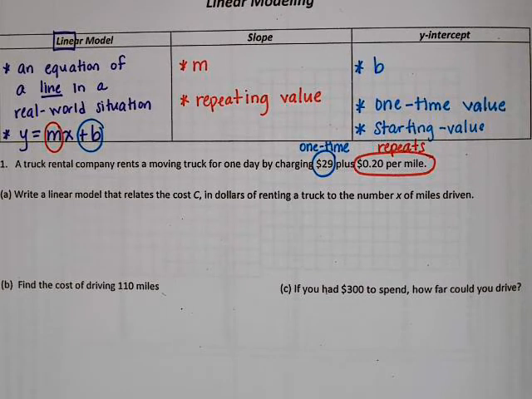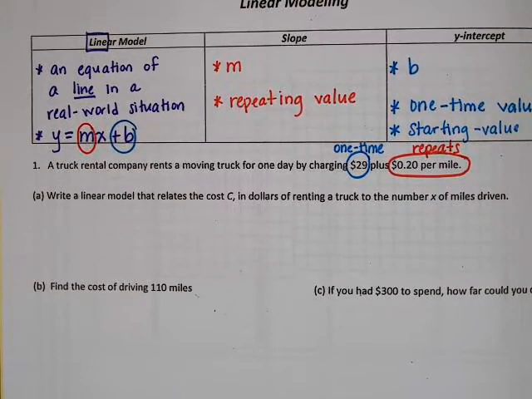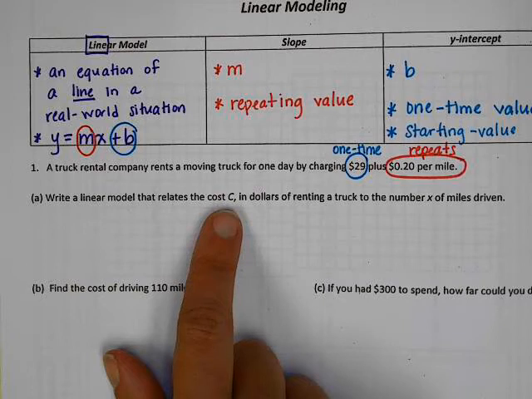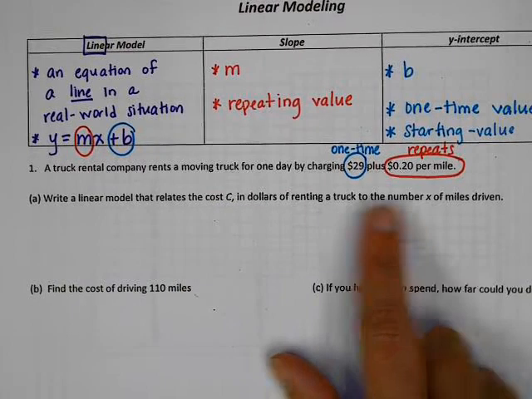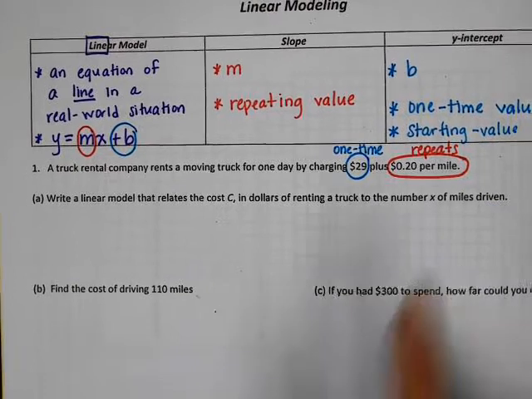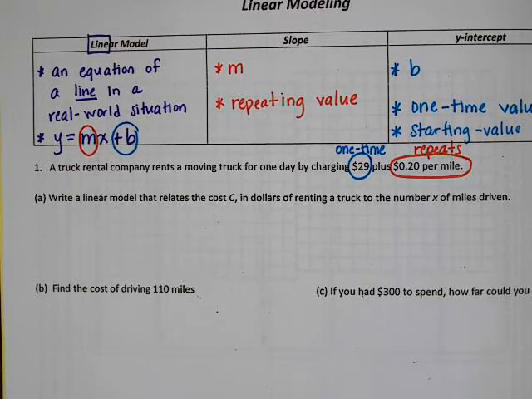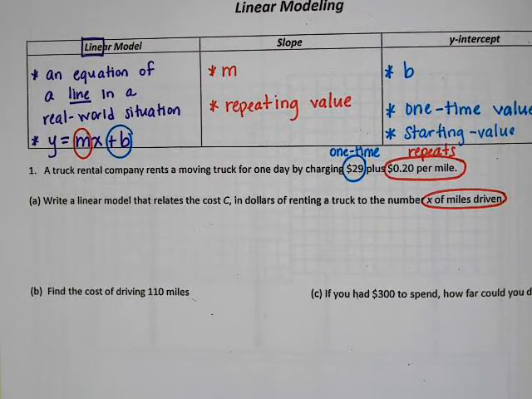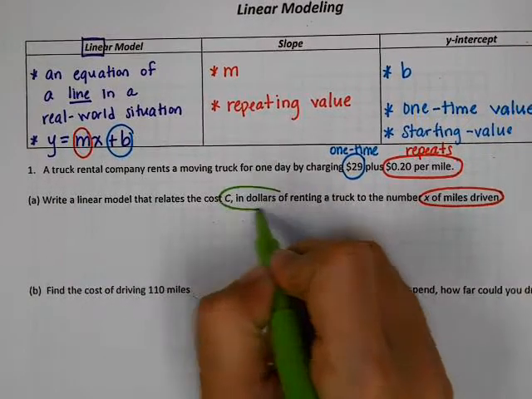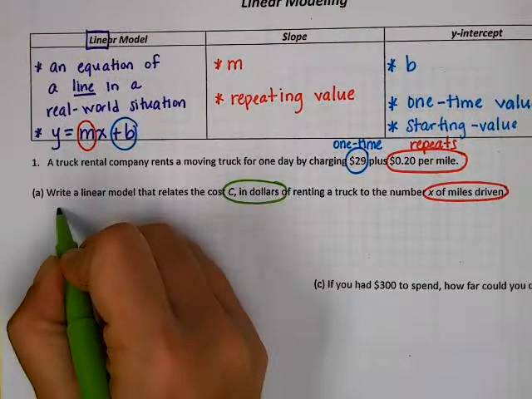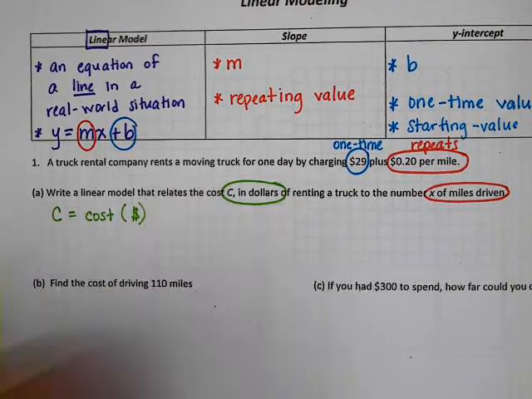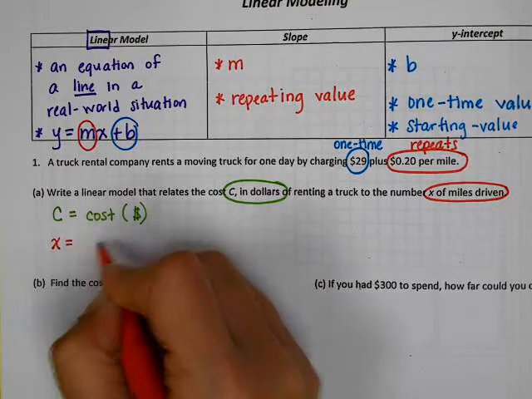Now, whenever we ask you to write a linear model, we're going to ask you to start by writing the equation and using specific variables. So it says write a linear model that relates the cost, C, in dollars, of renting a truck to the number of X miles driven. So in this problem, X is going to stand for the number of miles, and the number of dollars that I'm going to get charged total is going to be the cost. So what I would say is that C equals the cost in dollars, and X equals the number of miles.